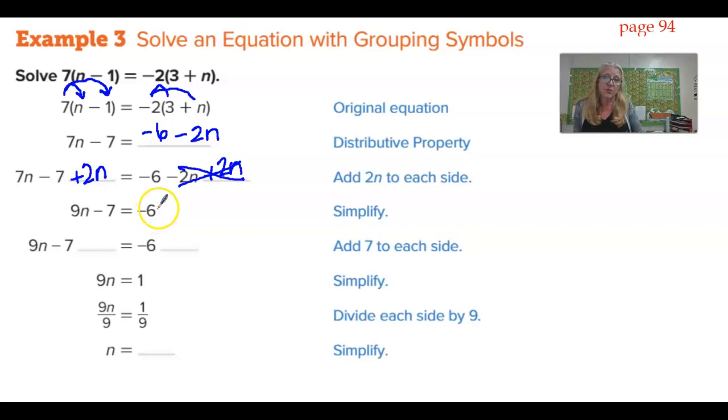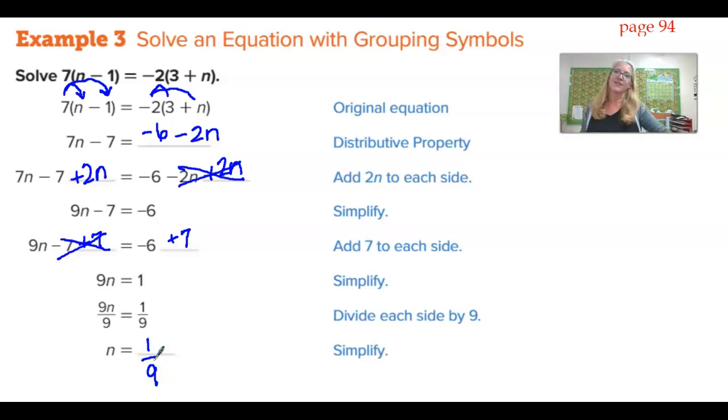Now it's just a two-step equation. We want to isolate the variable term, so we need to get rid of this -7. We do that by adding 7 to both sides. Okay. Now, these two cancel out. I have 9n left on the left side, and on the right, -6 plus 7 is 1. My final step is to divide both sides by 9, and I get n equals 1/9. Isn't that fun? I love solving multi-step equations. It's pretty much my favorite thing.